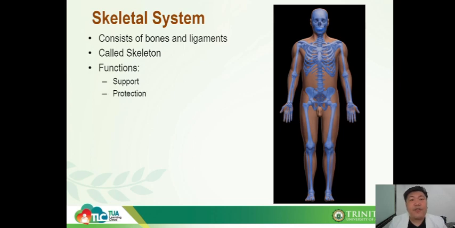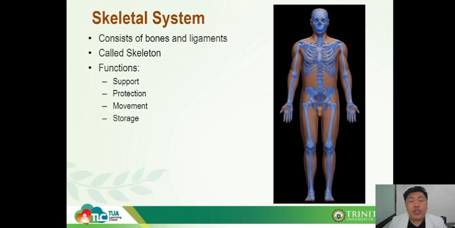Next function is for protection. So it protects the organs that it surrounds, just like how the skull protects the brain, how the rib cage protects the heart and the lungs, and the vertebra protects the spinal cord. Next function is for movement. So the reason why we are able to walk, to run, to jump, and to do many other movements is because these bones are being moved by muscle contraction. Okay? So it's muscle contraction which allows the bones to move.